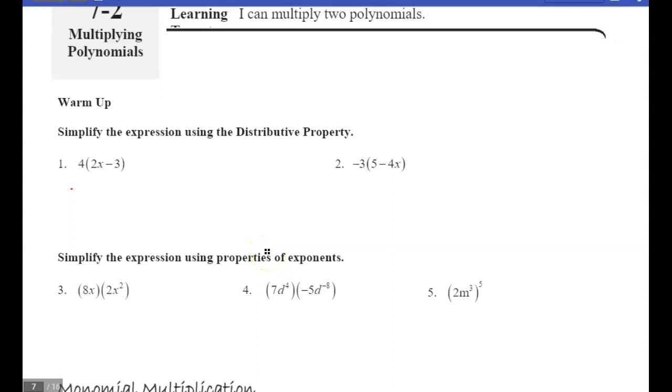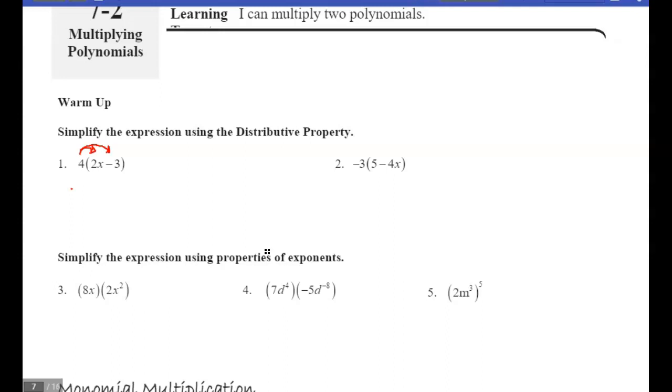Okay, we are on page 7 of your notes. We're working on multiplying polynomials. Back in middle school, and actually I have some of my kids at the elementary level begin to start using the distributive property, so it should be review. Whenever you use the distributive property, you take what's out here and multiply it by everything that's inside there.